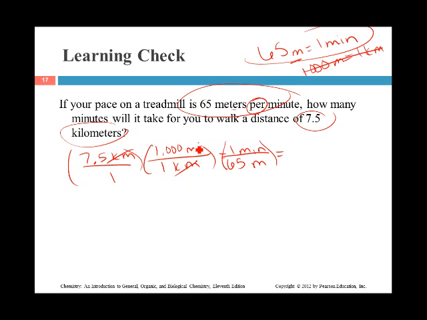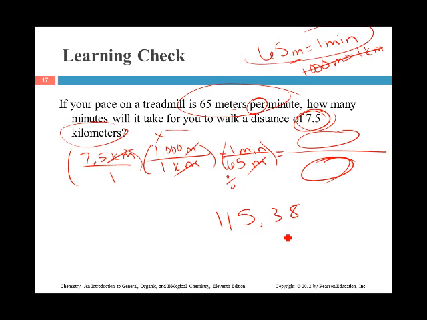As a little bit of a shortcut, you can cancel this out as you go. And so it would be 7.5 times 1,000 divided by 65. If it's on the top, you're going to multiply. If it's on the bottom, you're going to divide, just as if we had written it all out with numbers on the top and numbers on the bottom. This divided by this. Same kind of situation. So you can go 7.5 times 1,000 divided by 65. And that comes out to be 115.38. 2 significant figures, so 120 minutes.